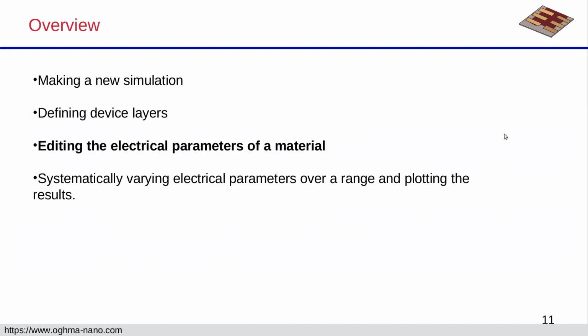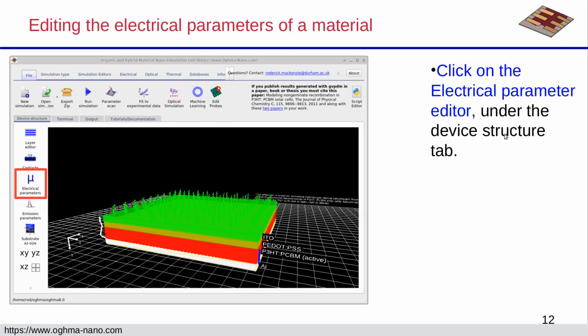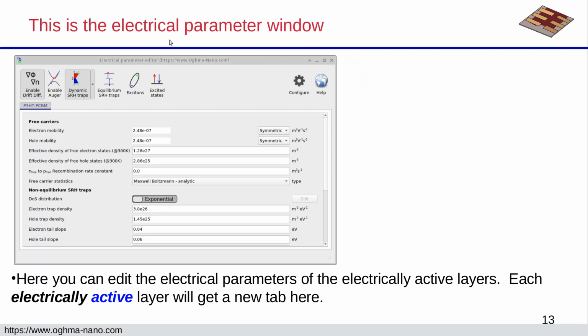Right, editing the electrical parameters of the material. We've decided which are going to be our electrically active layers. If we now click on electrical parameters, you'll get this window up, which describes the electrical parameters that are used by the model to simulate the layer. You've got various things like electron mobility, hole mobility, effective density of states, recombination rates, and trap densities.